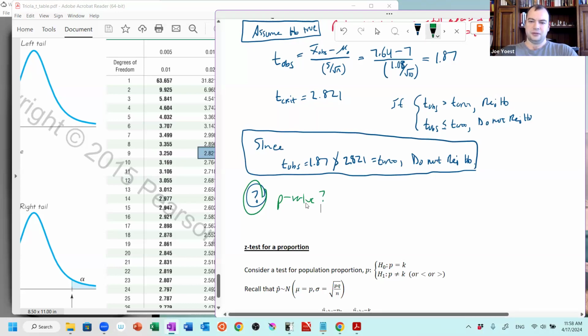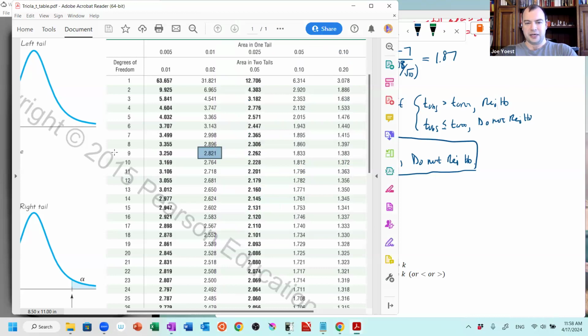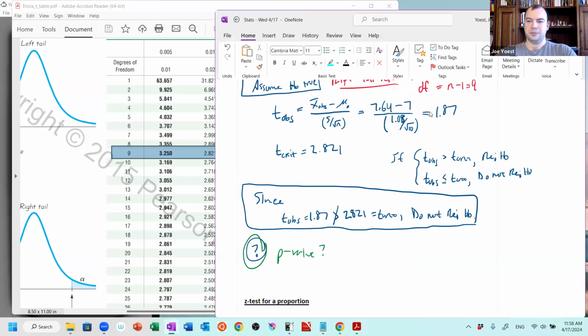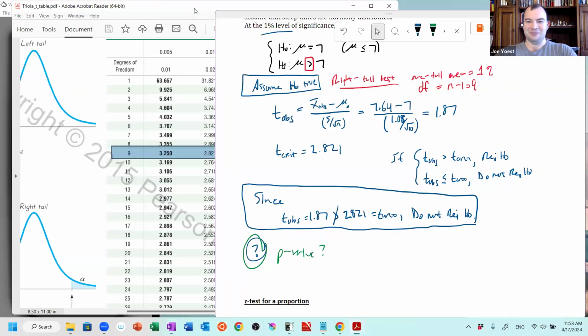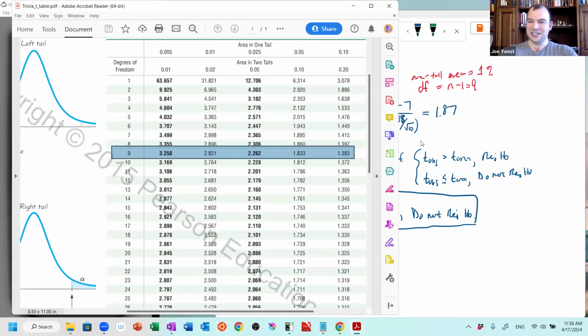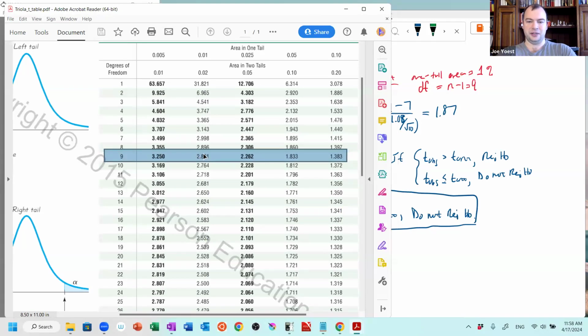Well, I don't have a normal table, so I can't look up a p-value to like 4 decimal places of accuracy. But I do have a set of indices for the t distribution with 9 degrees of freedom. I compared 1.87 to 2.821, and OneNote is just so crashy. But I compared my 1.87 to 2.821 and it failed. It wasn't above 2.821.